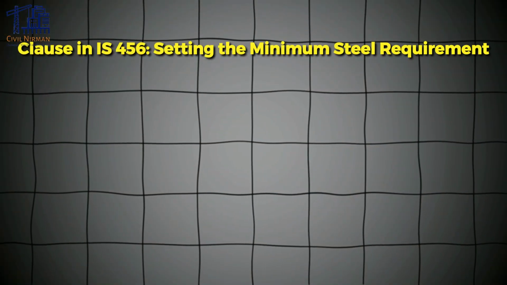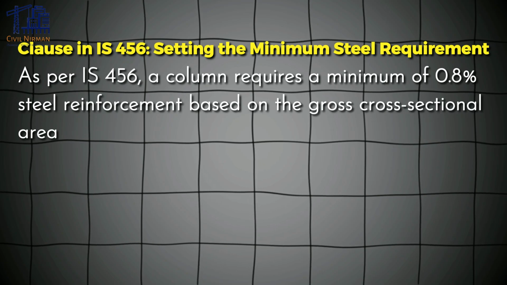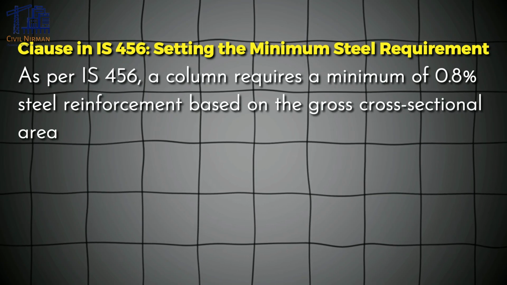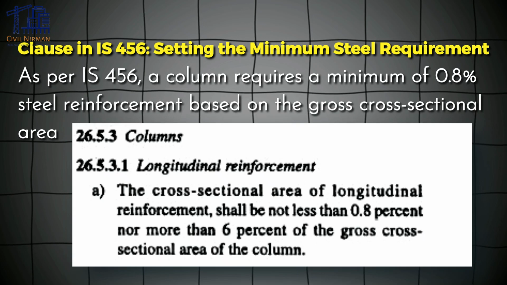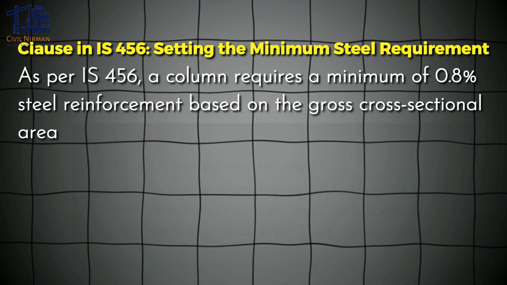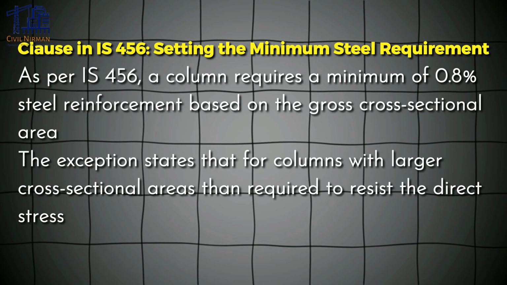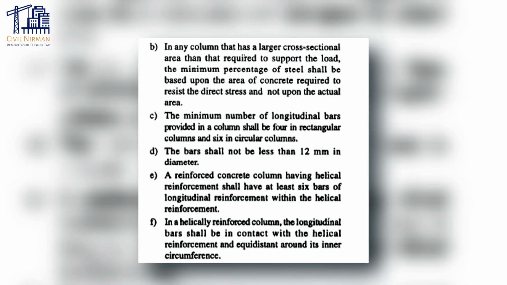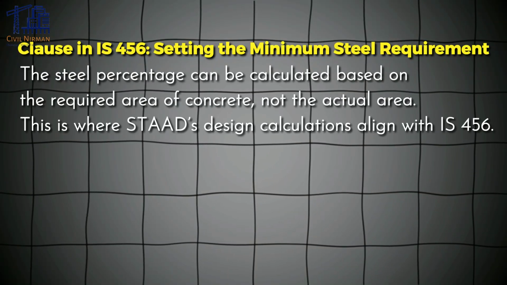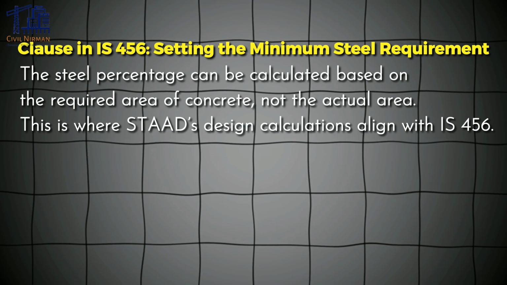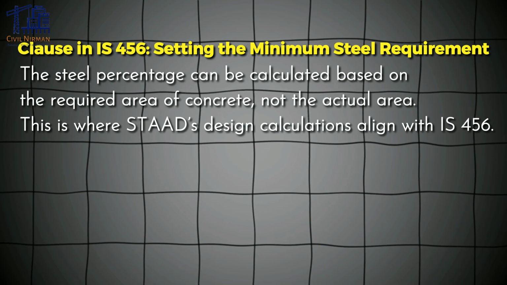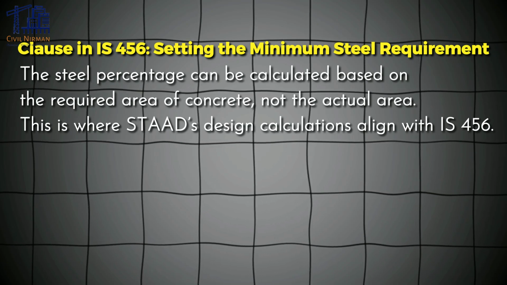So let's first understand this particular clause in IS 456. See, as per IS 456, a column requires a minimum of 0.8% steel reinforcement based on the gross cross-sectional area. But there is an exception to this rule and it is mentioned in the code as well. And the exception states that for a column with larger cross-sectional area than required to resist the direct stress, the steel percentage can be calculated based on the required area of the concrete and not on the actual area. So this is where STAAD's design calculations align with IS 456.